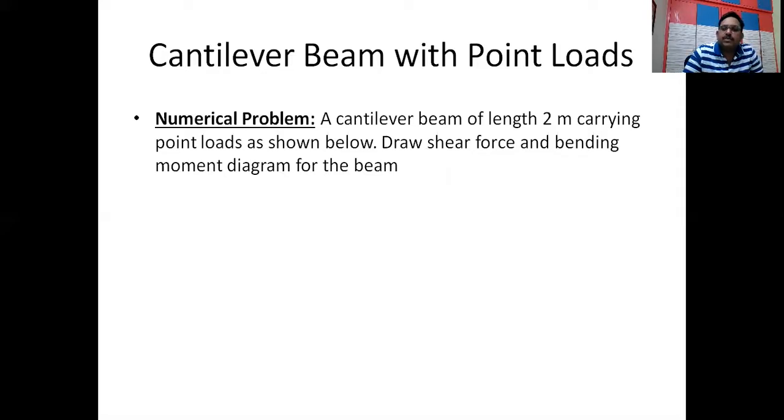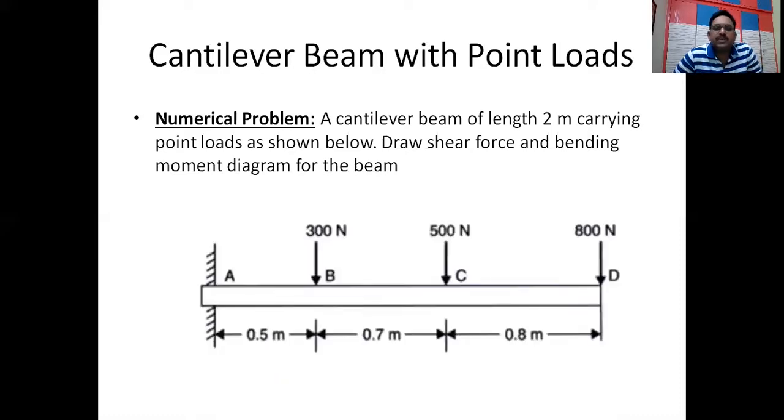Draw the shear force and bending moment diagrams of this beam. So this is the question given. Clearly, if we say AD is a cantilever beam, its total length is 2 meters. So 0.7 plus 0.3 is 1, 1 plus 0.5 is... 1.5 plus 0.5 is 2. So this is what I think.